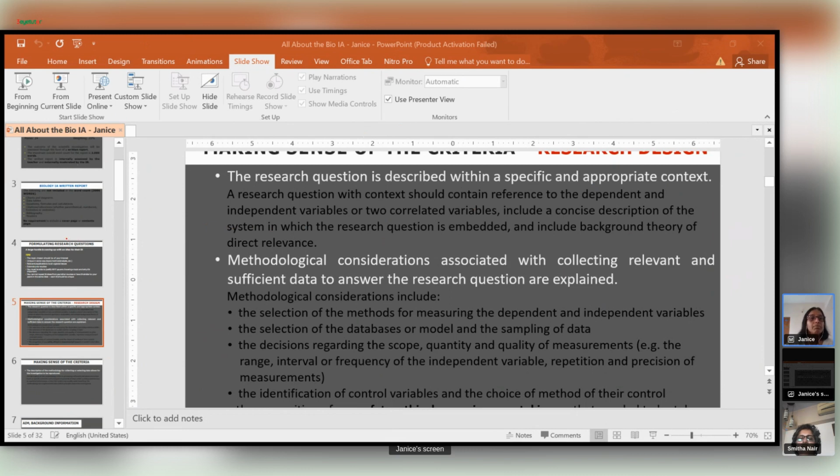Can I ask a question here, ma'am? Yes, please. How many independent variables and dependent variables should a biology IA have? Yes, very good question, Smita. Only one independent variable and one dependent variable. The reason is that if you take many, you don't know which is relevant, what is affecting it.